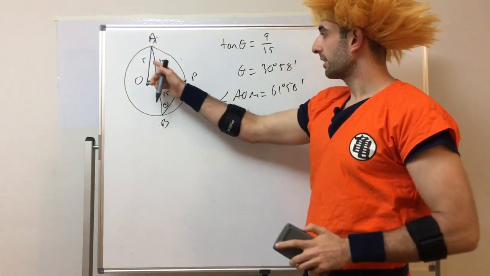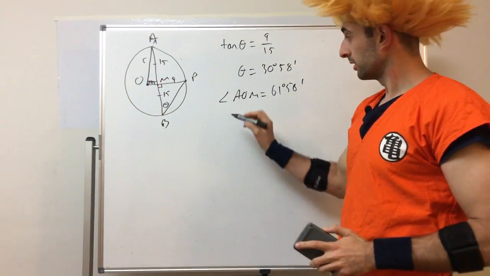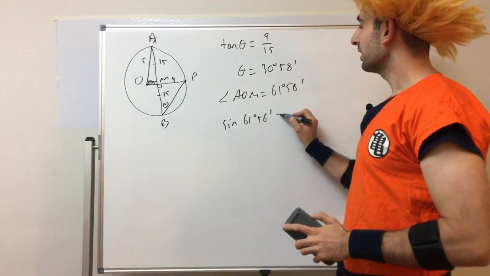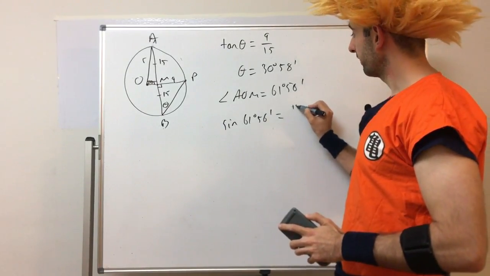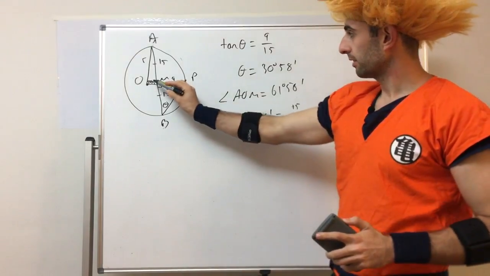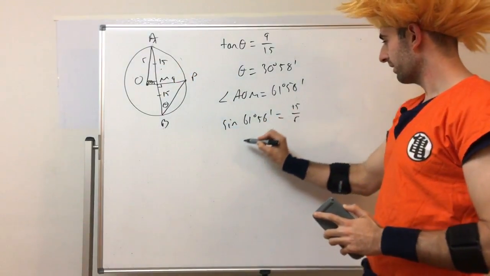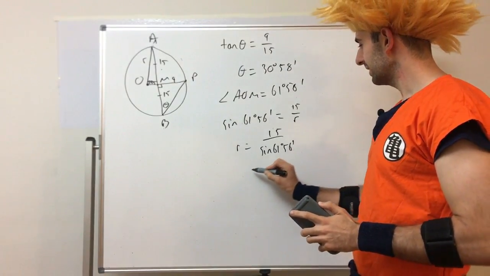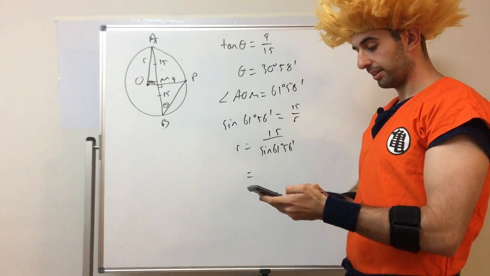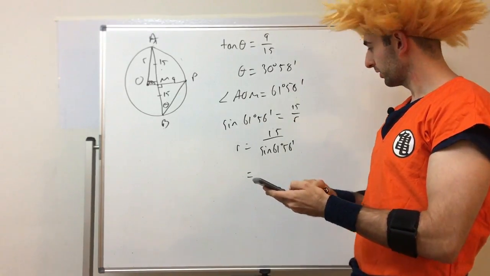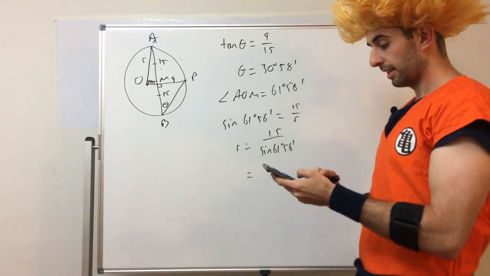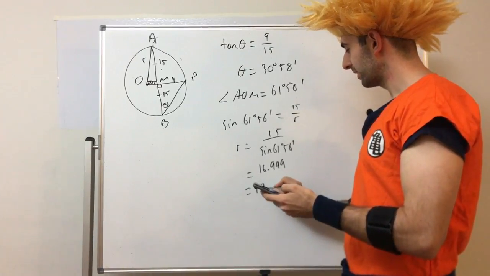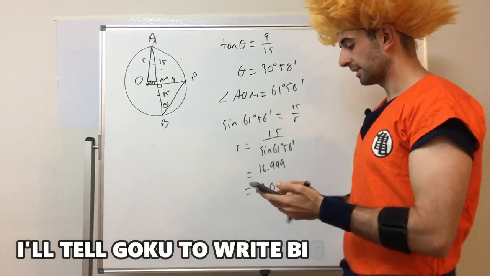So then to find R now, we can use sine. So sine 61 degrees 56 minutes equals 15 on R. Right. Opposite over hypotenuse. So then R, if we swap positions, is 15 on sine 61 degrees 56 minutes, and we just use the calculator again because fortunately I can't do that without one. And we're going to get 16.999, which means it's going to be 17.0 centimeters.